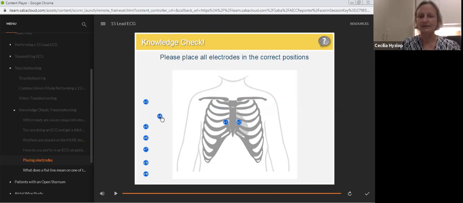We're going to wait and hold off on V3. We're going to drop down to the 5th intercostal space and do the mid-clavicular line. And then we're going to take V3 and put it halfway in between. We're going to forget about V5 for the moment, and we're still going to go not down like a bird's feather, right? We're going to go across in the same mid-axillary line for V6.